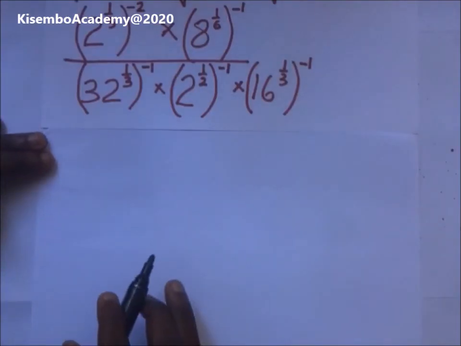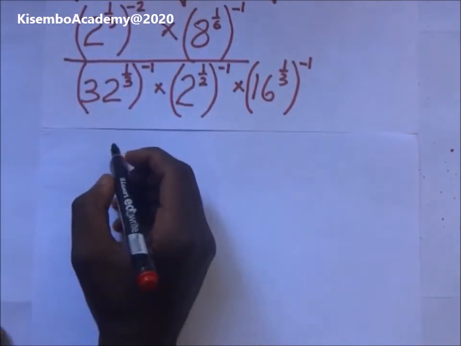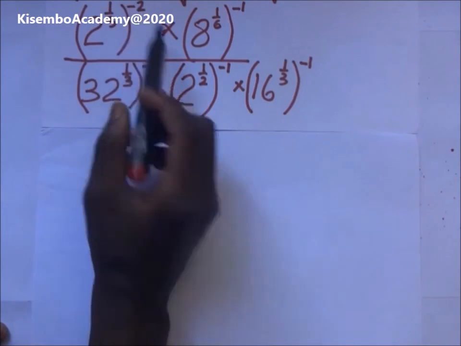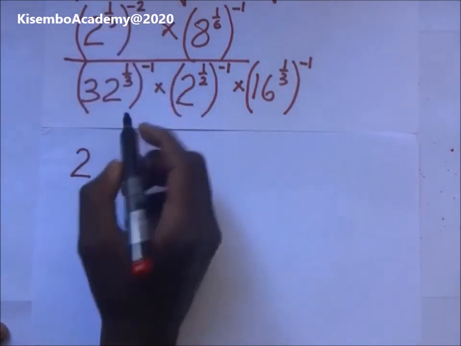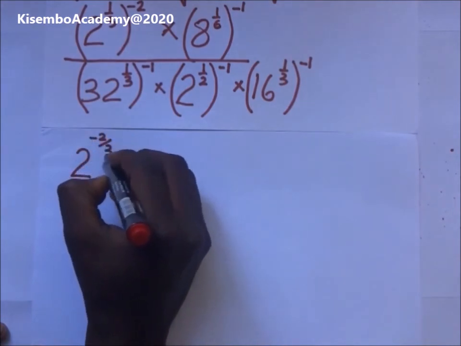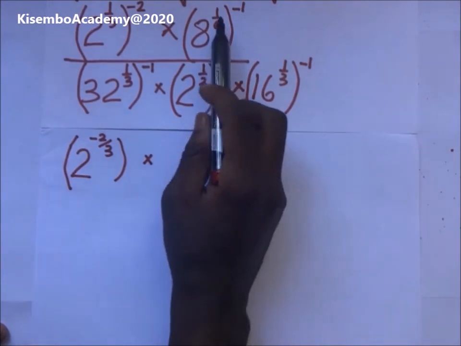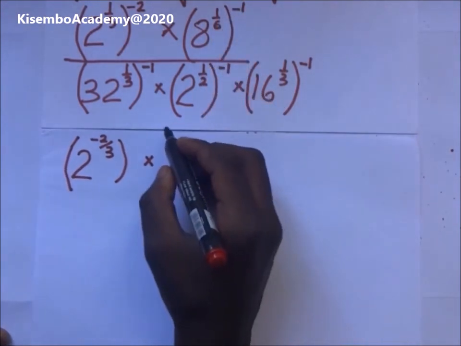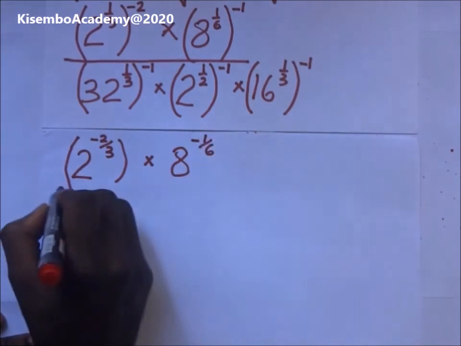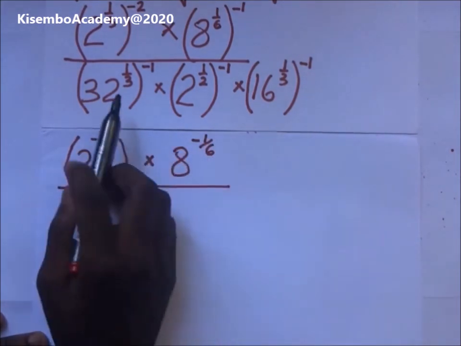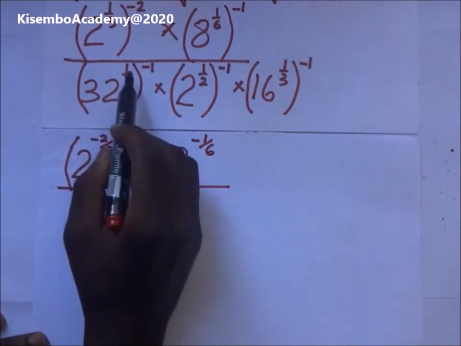So our next thing here is going to become 2 to the power a third times negative 2. This is going to give us 2 to the power, this times that, negative 2 over 3. Multiply that by a sixth times negative 1, which is going to give us 8 to the power negative 1 over 6. Then divide all this by 32 to the power negative a third.